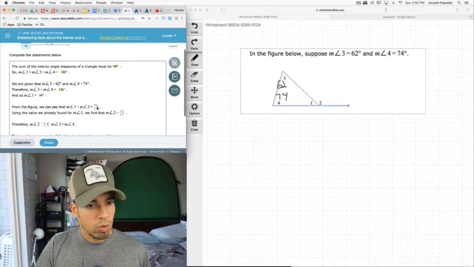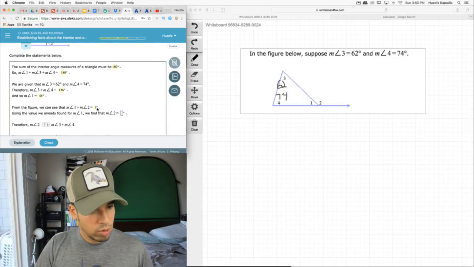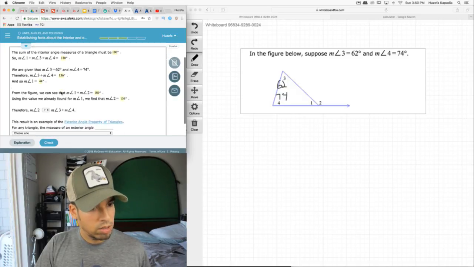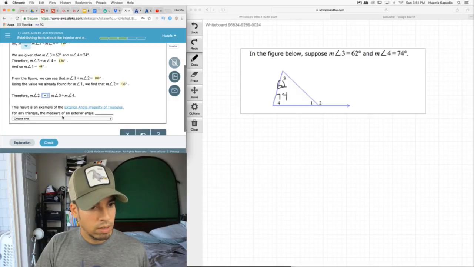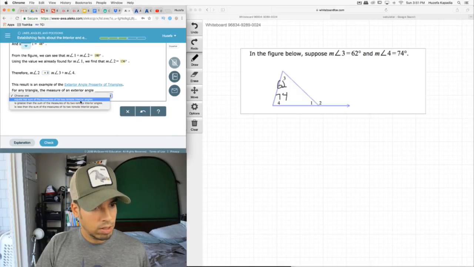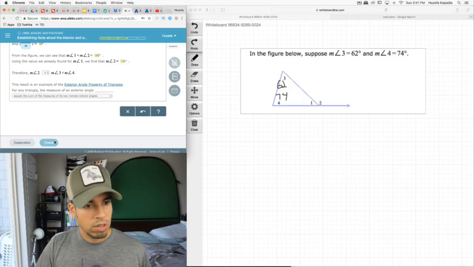All right. Now, angle 1 plus angle 2, again, equals 180. Therefore, angle 2 equals the sum of 3 and 4, which is 136. Therefore, 2 equals 3 plus 4 again. That's the same thing: it equals the sum of the measures of the two remote interior angles.